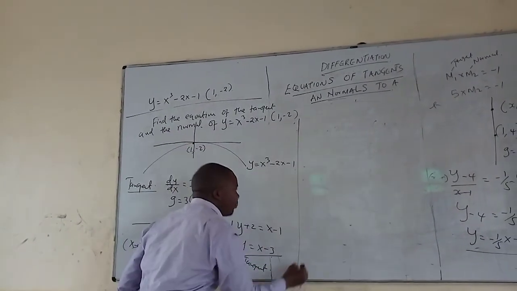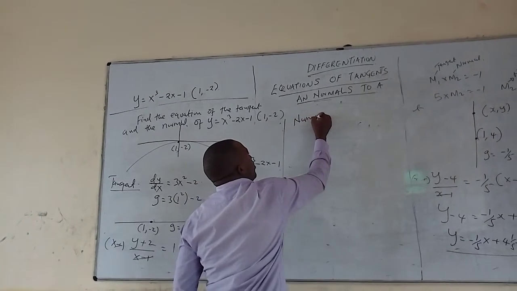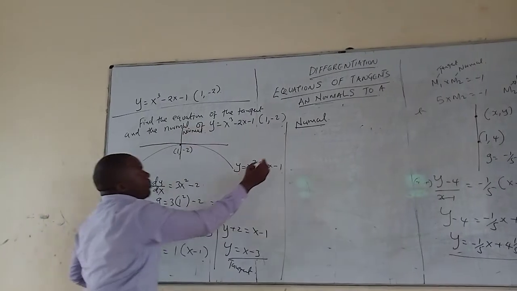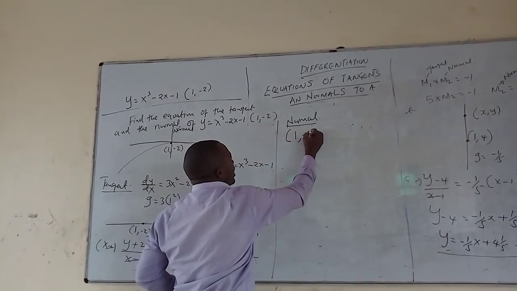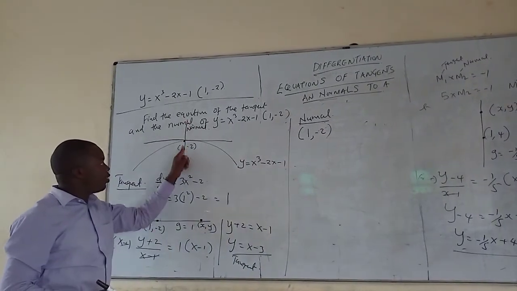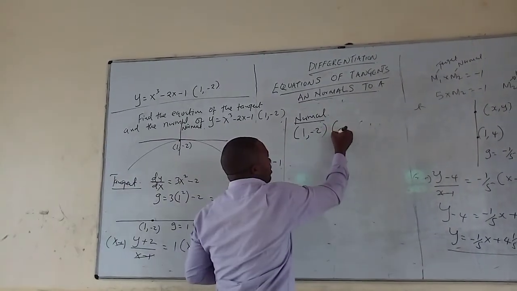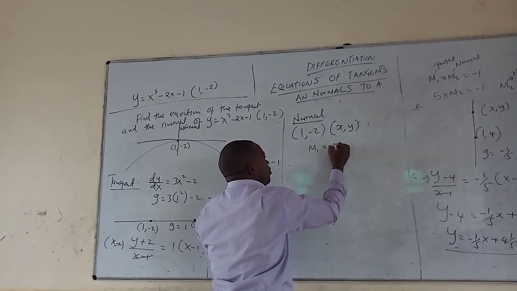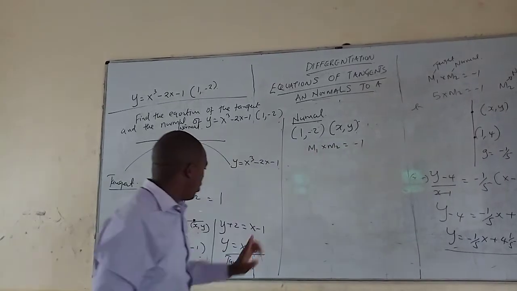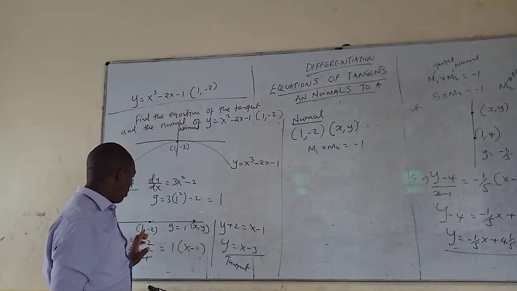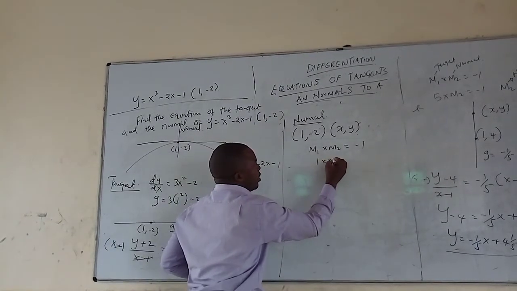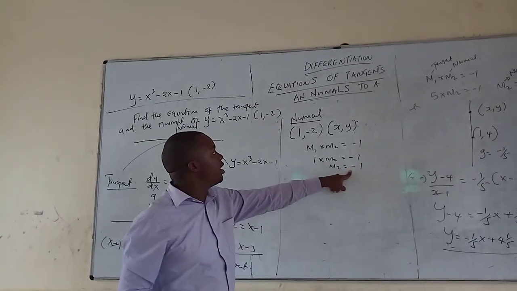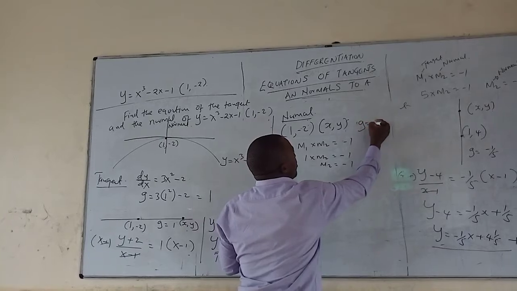Then for the normal, very fast, you remember this is our normal. It is passing through the point 1, negative 2. You can see it is passing through 1, negative 2. And also I can say it is passing through x, y. Remember, we said m1 times m2 is equal to negative 1. Our m1 for the tangent, we found it to be 1. So 1 times m2 is going to be negative 1. So m2 is going to be negative 1. So m2 is the gradient for this normal, so the gradient is negative 1.